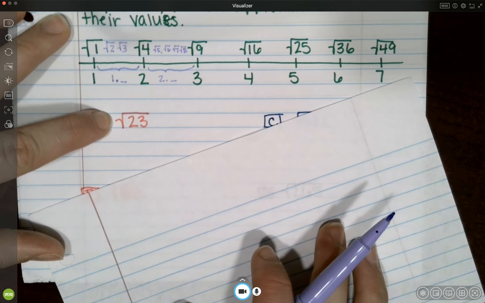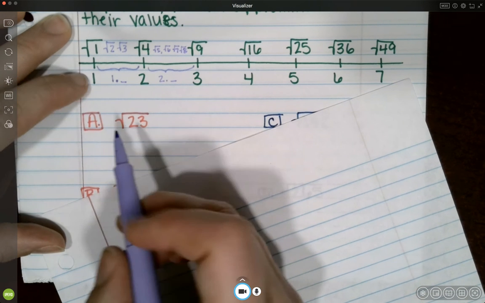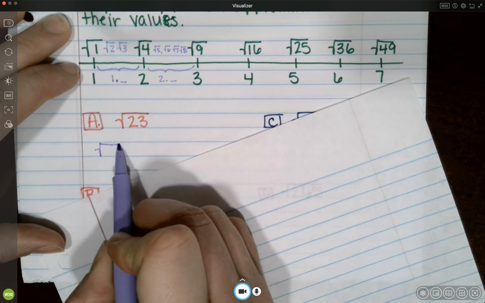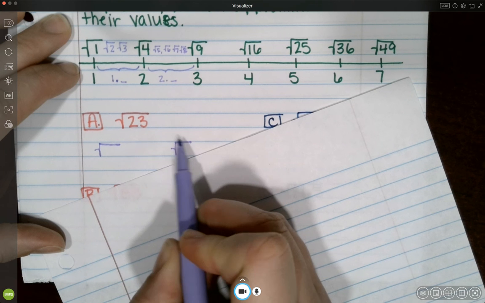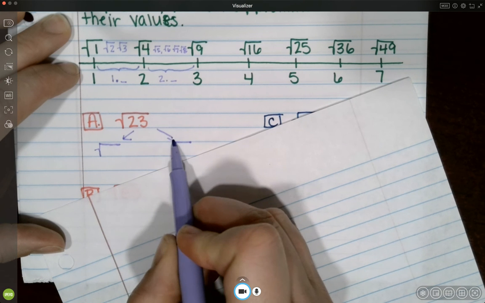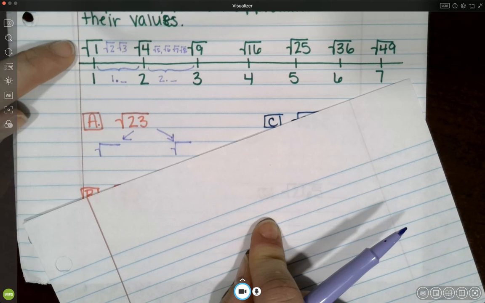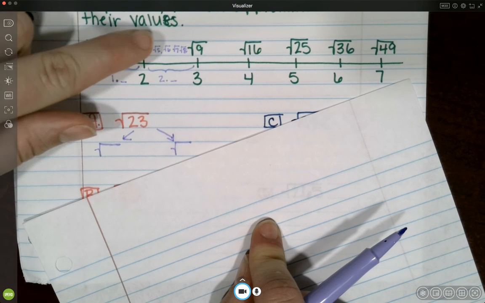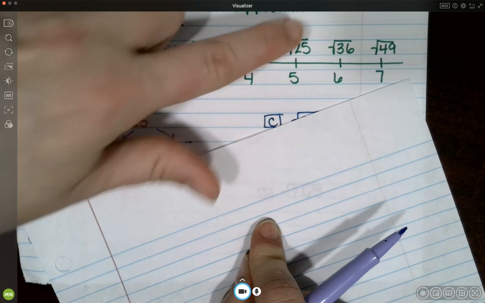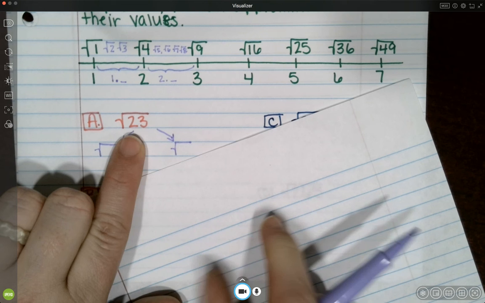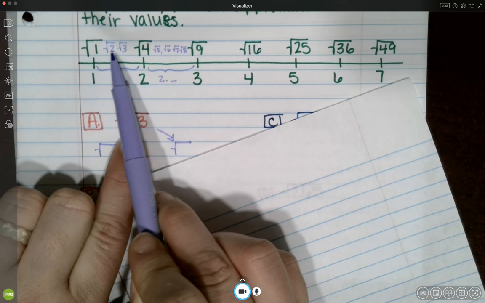All right, and I'm going to do this again without a calculator. So my first step is I'm going to find what two perfect squares the square root of 23 is in between. So remember, our perfect squares are the top part of our number line. Square root of 1, square root of 4, square root of 9, square root of 16, 25, and so forth. So we would say, okay, well, the 23 is, so we track our number line.